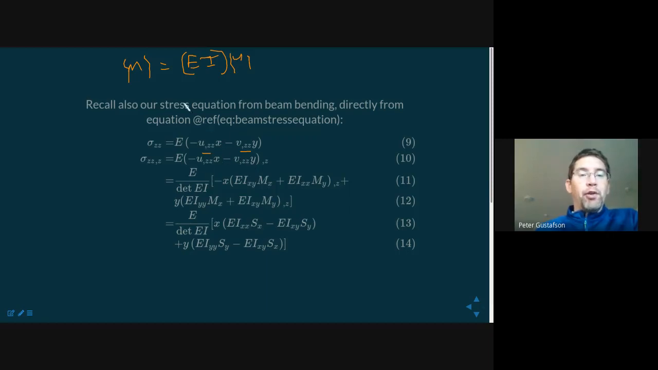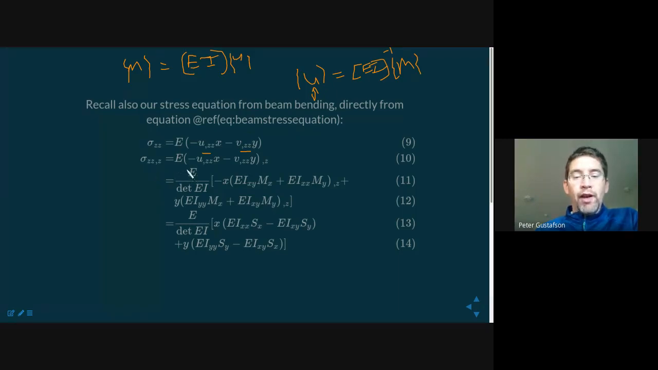Then the next thing we said we could do is we can invert that, and we get this U comma ZZ is equal to the EI inverse times the moment equation. Okay, so this is the second derivative, curvatures here, times the moments, and this functionally ends up being the matrices that arise here end up giving this equation.